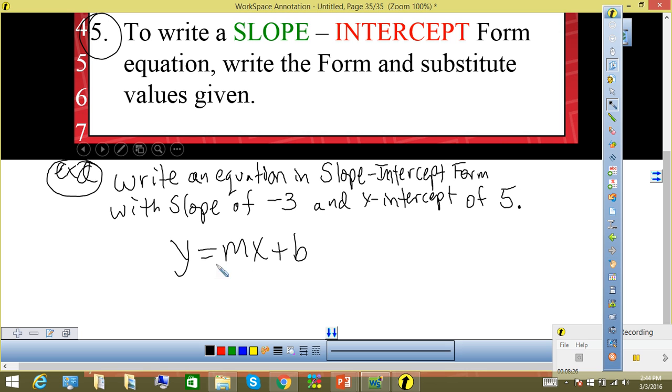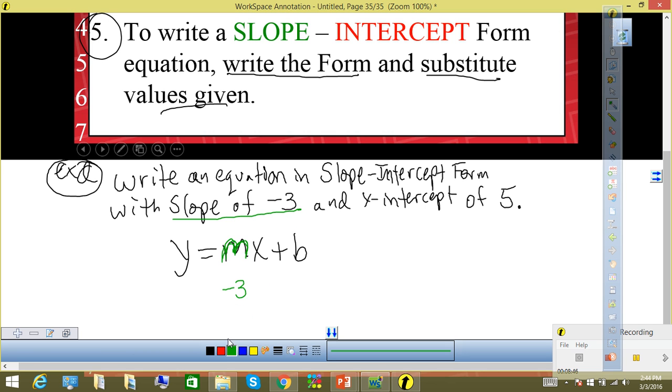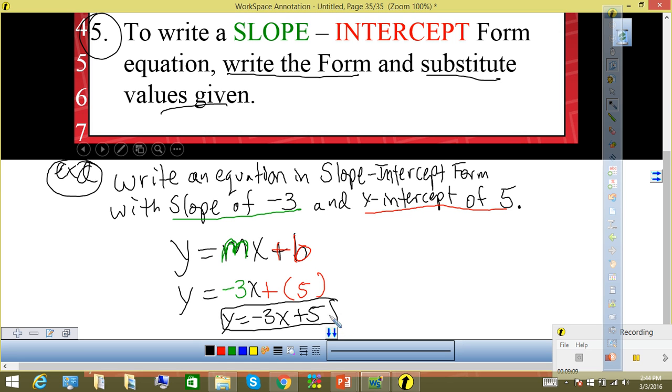Thank you. So that is our form. So that's step 1. Write the form. What do we do next? Substitute the given values. What is the slope? Which one of these is the slope? M. M is the slope. So instead of M, what am I going to substitute? -3. Then it says y-intercept is 5. Which one of these is the y-intercept? The plus b. So therefore plus, and instead of b, I'm going to substitute 5. So then I bring everything else down. So my equation is y equals -3x plus 5. Copy that, please. Very simple, right?